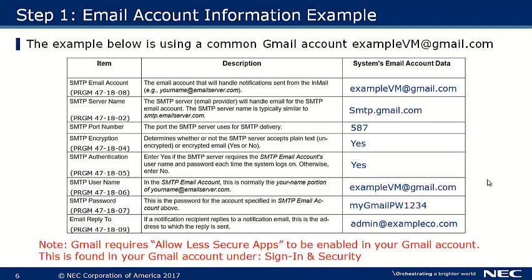In this example, we're using a simple Gmail account. The email address in this account is exampleVM@gmail.com. Gmail's SMTP server is smtp.gmail.com. Gmail uses SMTP port number 587. SMTP encryption is set to yes, authentication is yes. The SMTP username happens to be the same as the email address, exampleVM@gmail.com. The password is mygmailpw1234.